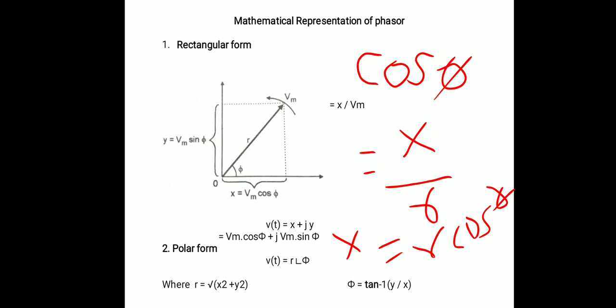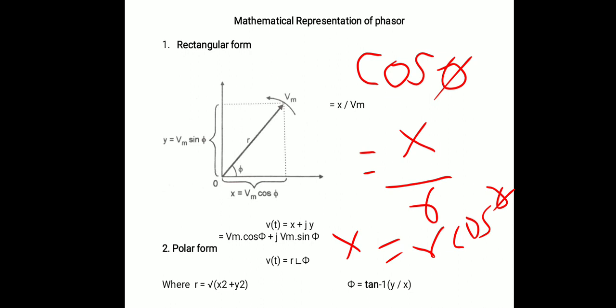So by applying the Pythagoras theorem, what is the Pythagoras theorem? The diagonal squared is equal to the sum of the two side squares. So by applying the Pythagoras theorem on this right angle triangle, we get r is equal to the square root of x squared plus y squared. And what is theta? If you take tan theta, the value of tan theta is equal to y by x. And what is the value of theta then?